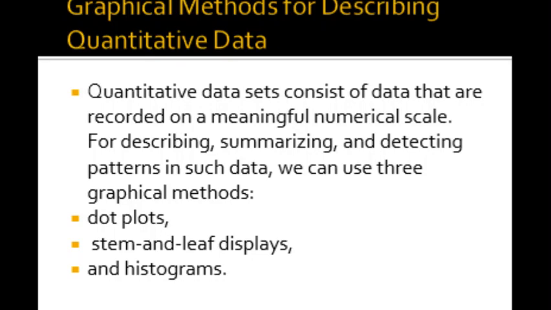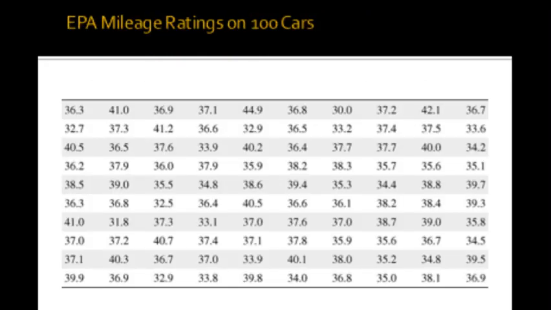Okay. Next, let's look at graphical methods for describing quantitative data. So we know quantitative data is numerical data. So we want a technique to describe and summarize this data, and detect any patterns in the data. There are three graphical methods that we will look at. The first one is dot plots, second is stem and leaf plots, and the third is histograms. Let's look at an example and use this example to build all three graphs.